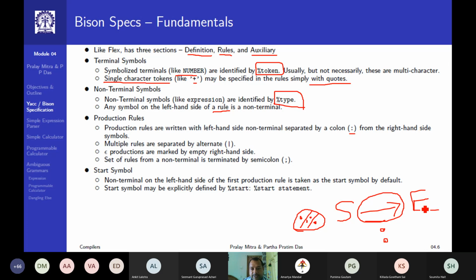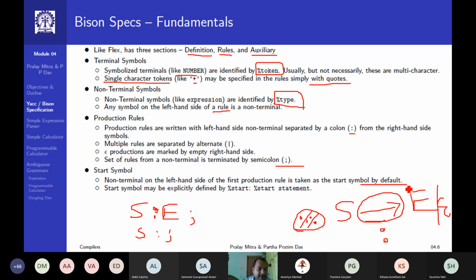So for this S to E, if I write S colon E, that is my production. Now if there is one epsilon production, then it will be S colon semicolon, nothing is there. The set of rules from a non-terminal is terminated by a semicolon. So here it will be terminated by a semicolon also. The non-terminal on the left hand side of the first production rule is taken as the start symbol by default. So that was our assumption, and it is true everywhere.